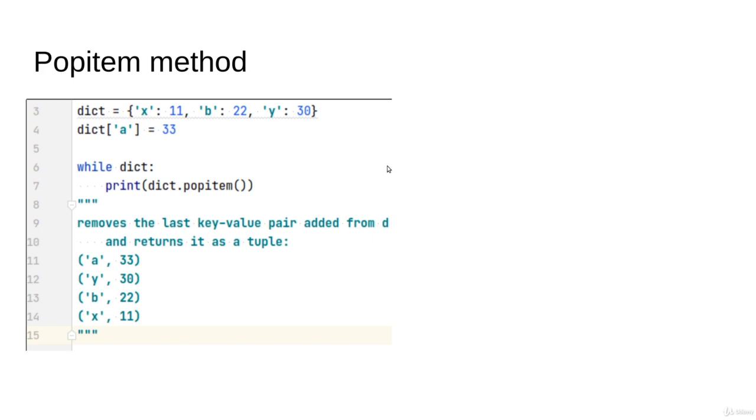The popitem. The popitem removes the last key value pair added to the dictionary and returns it as a tuple. So now looking here, we enter the X, then B, then Y, then A. If you try to pop them one by one, while the dictionary is not empty, the while will break when the dictionary is empty. It will return A, and then it will return Y, B, X. We will know soon that the dictionary preserves the order starting from Python 3.7.